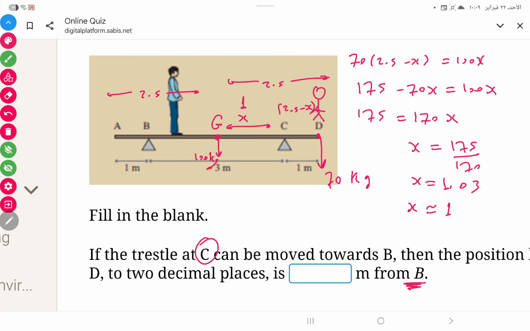And since this distance is 2.5 and here you have 1, this means this distance from here to here must be 1.5. Now we want the distance from C to B. If you add 1 plus 1.5, you get 2.5, and that is the answer.